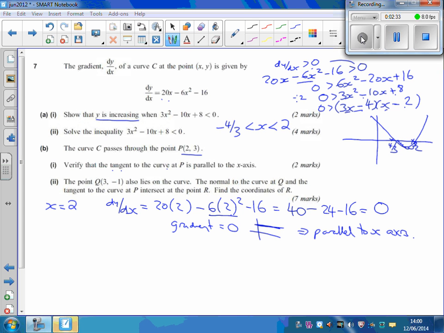I wonder what the y value is when, oh, we've got the y value. The y value here was x equals 3, so we've got a tangent here at y equals 3, haven't we? 7 marks for the final part then.